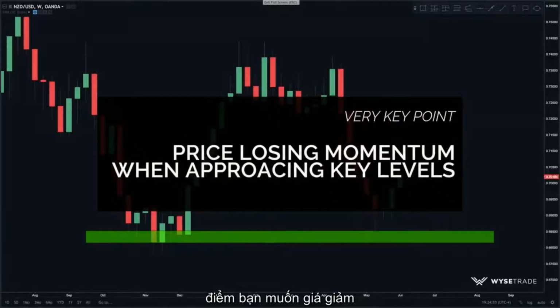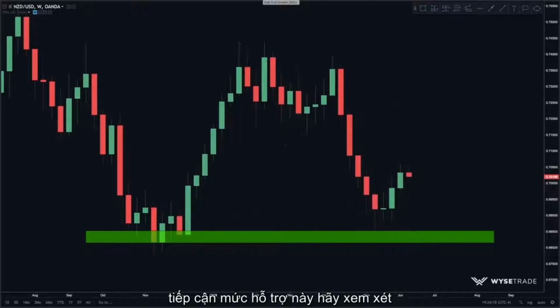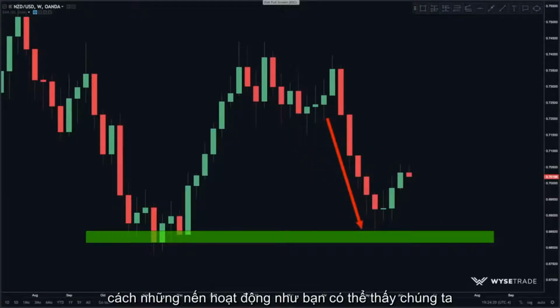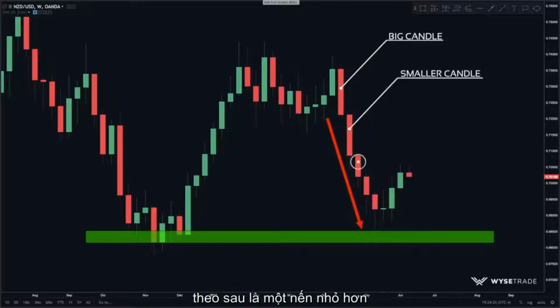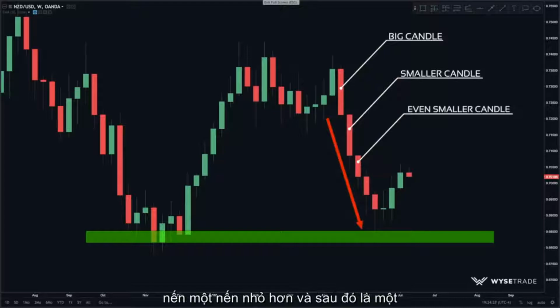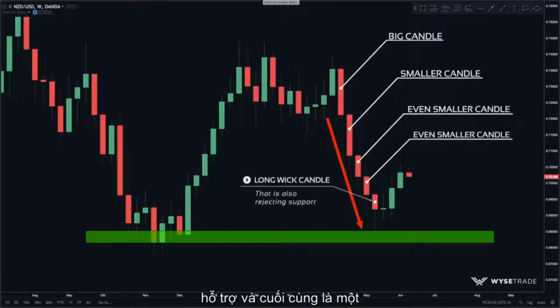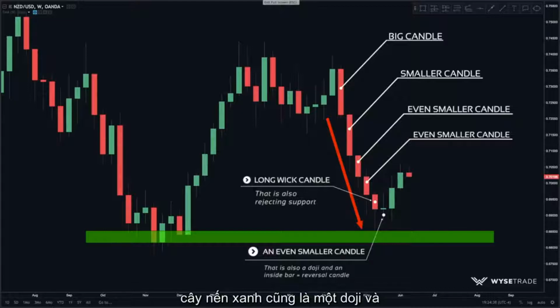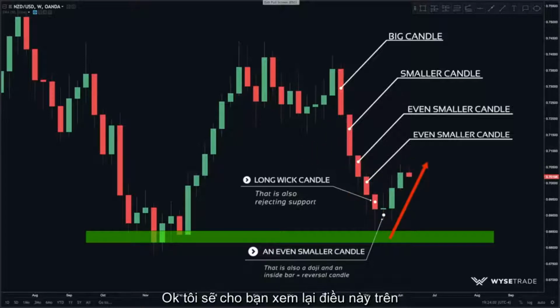Very key point. You want price to be losing momentum and slowing down as it approaches key levels. Now, as price approaches this level of support, look at how the candles behave. As you can see, we have a big candle, followed by a smaller candle, followed by an even smaller candle, another smaller candle, and then a smaller long wick candle rejecting support. And then finally, an even smaller green candle that is also a doji and also an inside bar, which is a reversal candle. And this results in a bounce upwards.